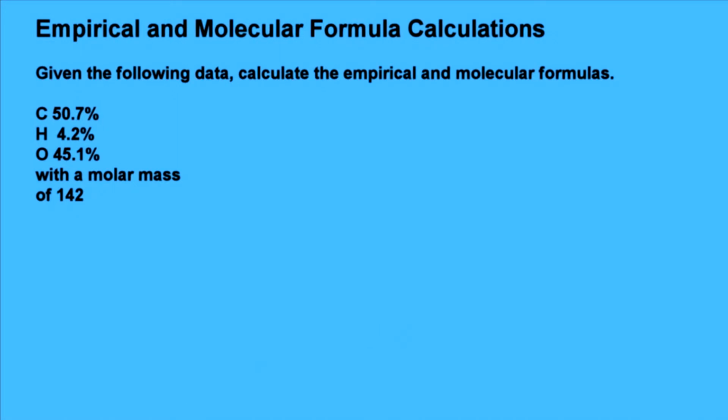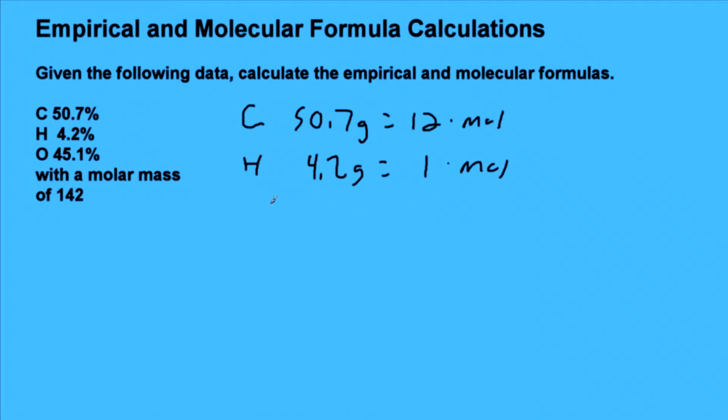Okay, let's take a look at this data. Let's start off by figuring out how many moles we have. So let's do carbon first. Let's make this 50.7 grams. Molar mass of carbon is 12. Hydrogen, let's make this 4.2 grams. Molar mass of hydrogen is 1. And oxygen, 45.1 grams equals the molar mass.